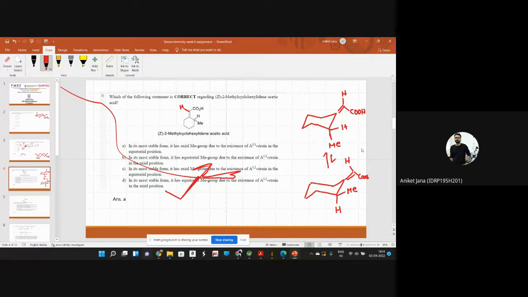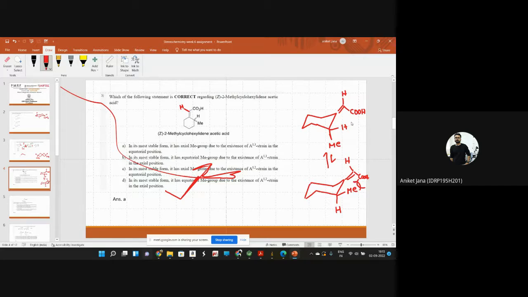So now tell me which one is more sterically stable: the methyl group in the axial or the methyl group in the equatorial? Any idea? Methyl group in the equatorial will be more stable. Exactly. As in the equatorial conformation, there is a steric interaction between the COOH and the methyl group.